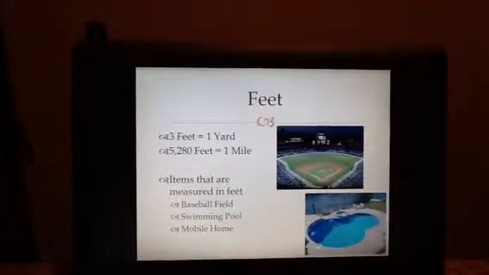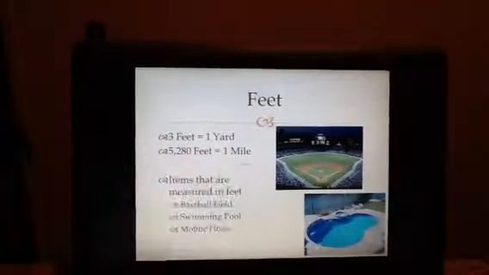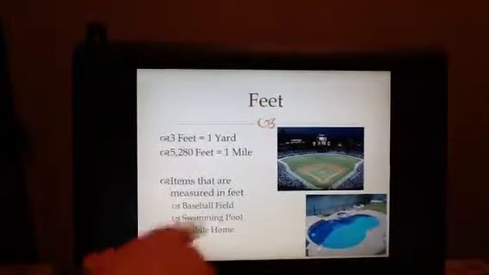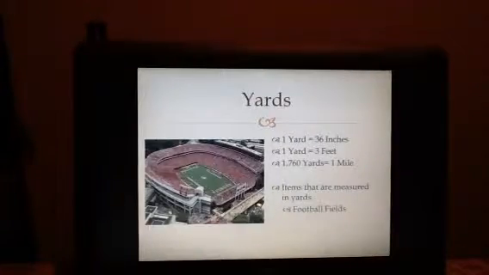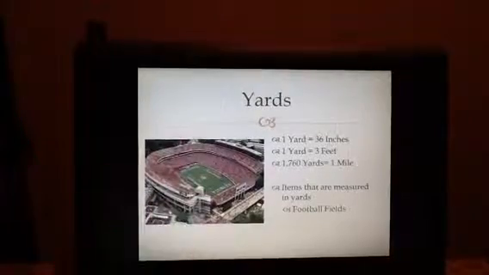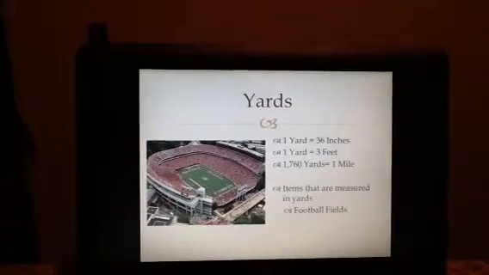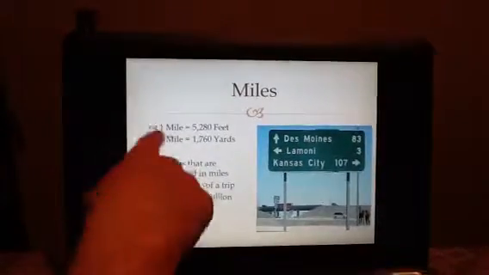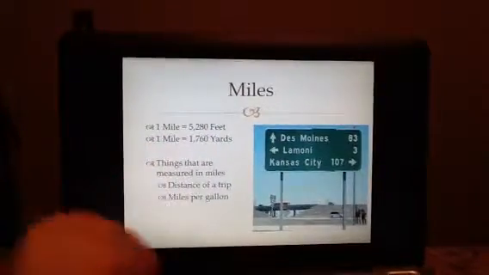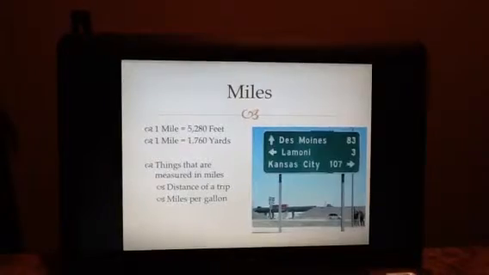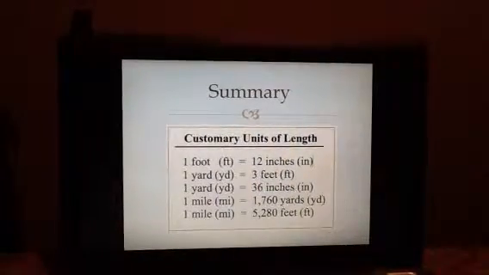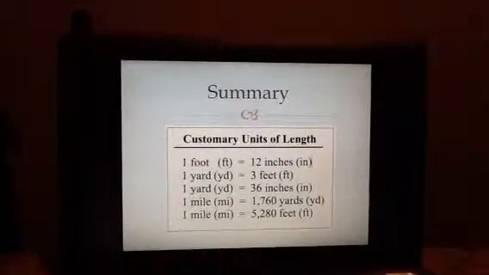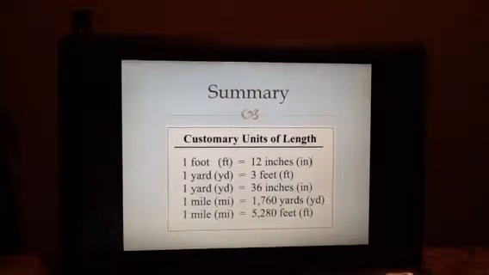Feet, how many feet are in a yard, how many feet are in a mile, and I gave some items that you would be measuring in feet. Yards, obviously the common football stadium, and once again more conversions. And miles, converted some more times, what you'd measure in miles. And then there's a summary. I think that's real good. It kind of gives you the whole wrap up of it.